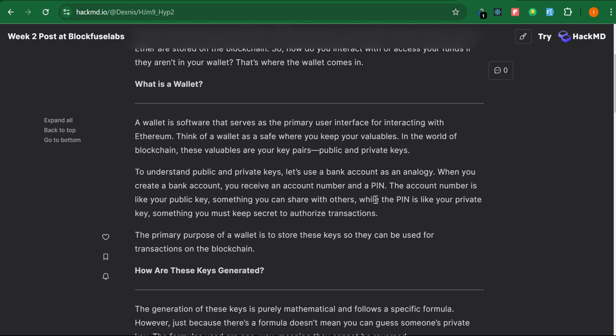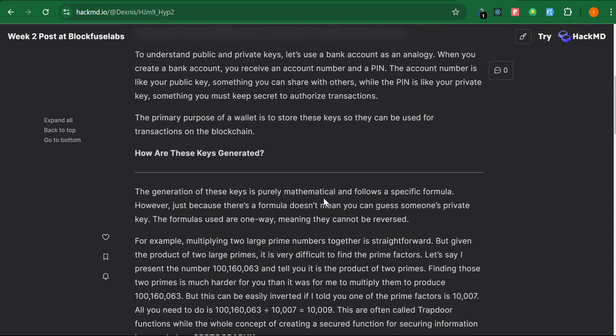Okay, so the primary purpose of a wallet is to store these keys so that they can be used for transactions on the blockchain. Now, how are these keys generated? The generation of these keys is purely mathematical and follows a specific formula. However, just because there's a formula doesn't mean you can get someone else's private key. You know that, right? So don't start thinking, once I know how private keys are generated, I'll look for a way to guess Elon Musk's Ethereum private key, or find one rich man and guess his private key. No, it is not possible. The formulas used are one-way, meaning they cannot be reversed.